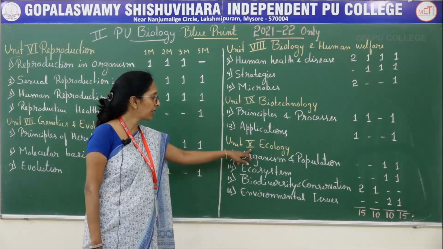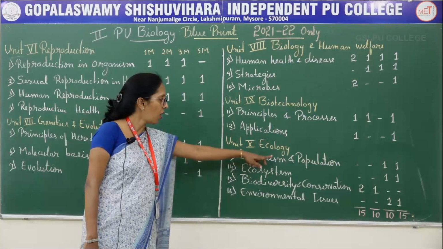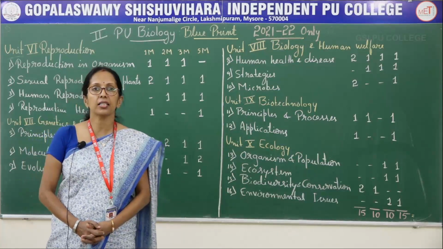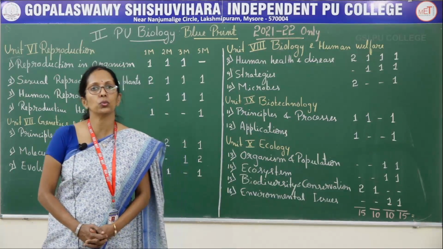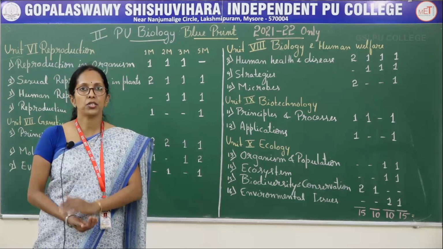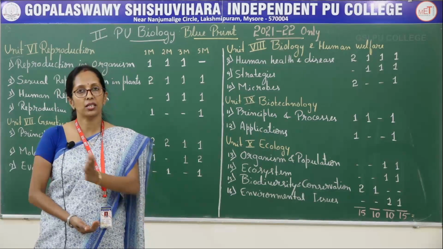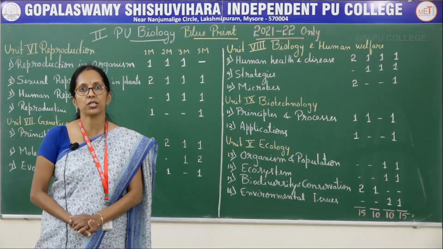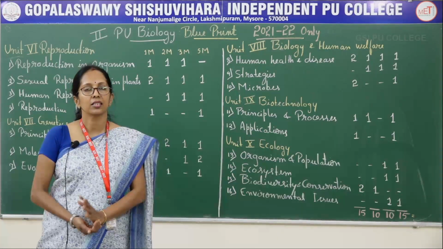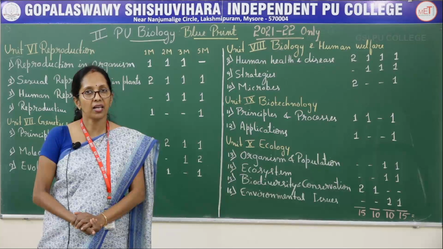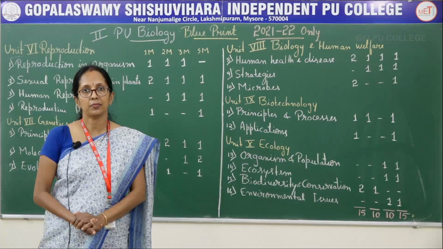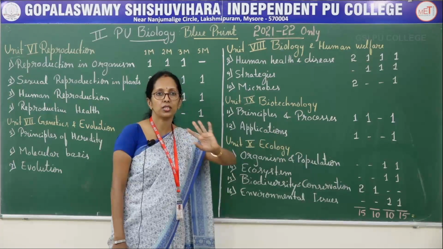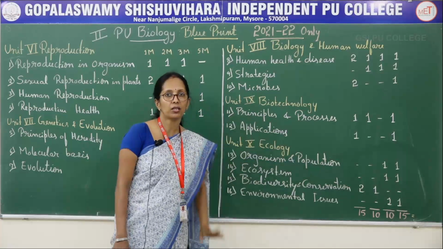Coming to the last 10th unit, that is ecology, in that organism and population. Here we learnt abiotic factor and some of the response to abiotic factor, population growth, in that exponential and logistic growth, and then different types of population interaction. Population interaction in that predation, competition, parasitism and then commensalism. You will get only 3 mark question is 1 and 5 mark question is 1. There is no 1 mark and 2 mark question.